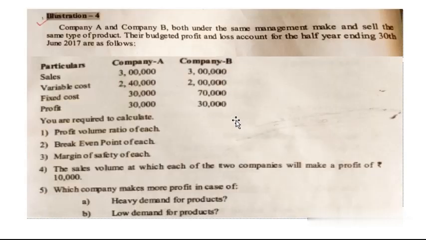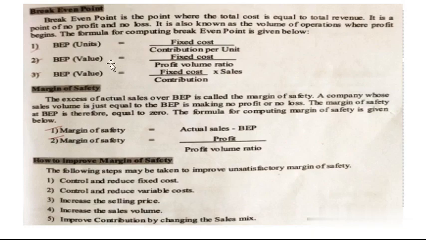Then in the question they have asked us to calculate the break-even point. So now we need to know the break-even point formula. As all values are given here, not units, we have two formulas for values: fixed cost divided by PV ratio, or fixed cost divided by contribution into sales. So here I think it's better to select formula 2, fixed cost divided by profit volume ratio.